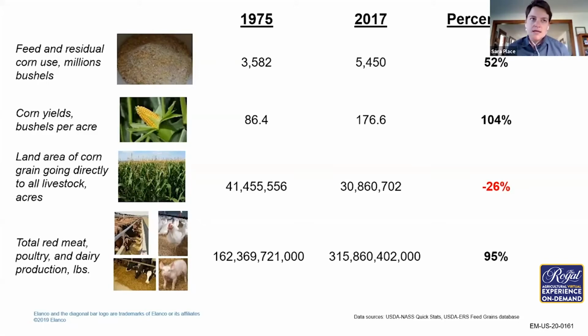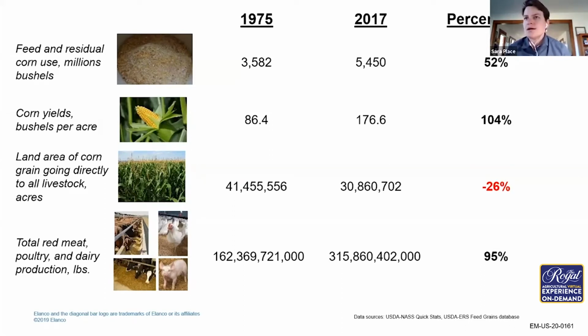This is USDA data of corn feed use, okay? So this first row of information, this is saying how much corn in the United States goes to animal feed across all livestock species. That has actually increased over time, 52%, pretty sizable increase. At the same time, that second row, right, corn yields per acre, bushels per acre, has increased 104%. So when we put those two pieces of information together, that is that third row, right? What is the actual land area required to grow the corn grain that directly goes to all livestock in the United States?